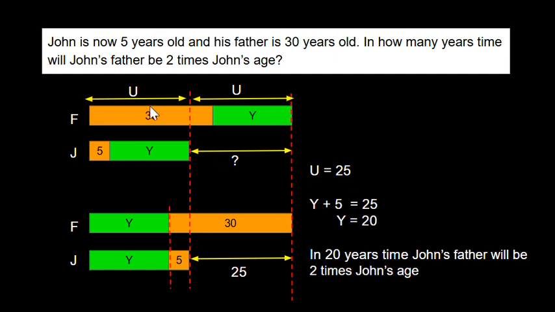So in how many years' time will John's father's age be 2 times John's age? Okay, so you know that this is 25, this is 1 unit. y plus 5 is also equal to 1 unit, which is equal to 25. So y is 20. So the answer is in 20 years' time, John's father will be 2 times John's age.